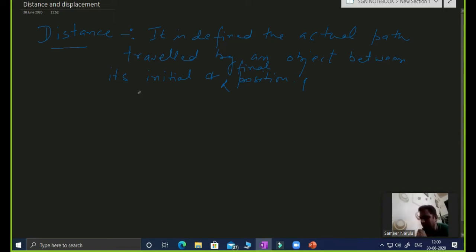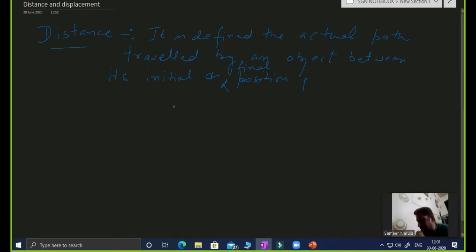I just take a very simple example. You come to school by bus. So the initial position is your bus stop where you board. Now your final destination is obviously your school where you board down. The actual path which is traveled by the bus not necessarily be the shortest one. It takes all the streets and roads. So that is the actual path which is traveled by the bus. That should be called the distance.